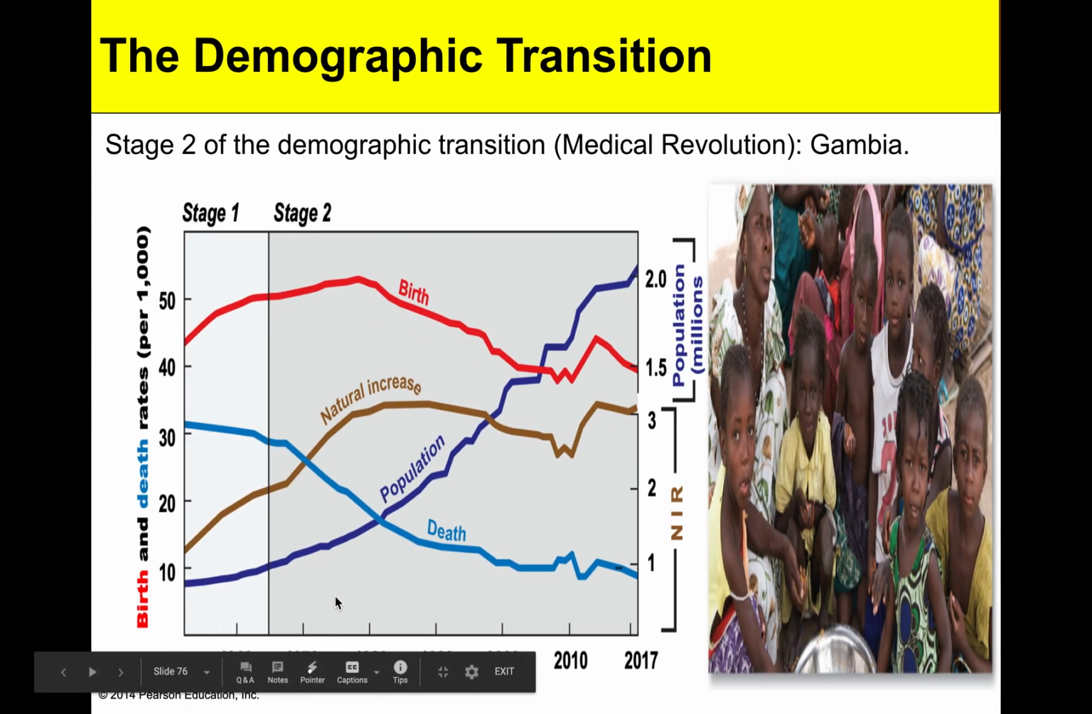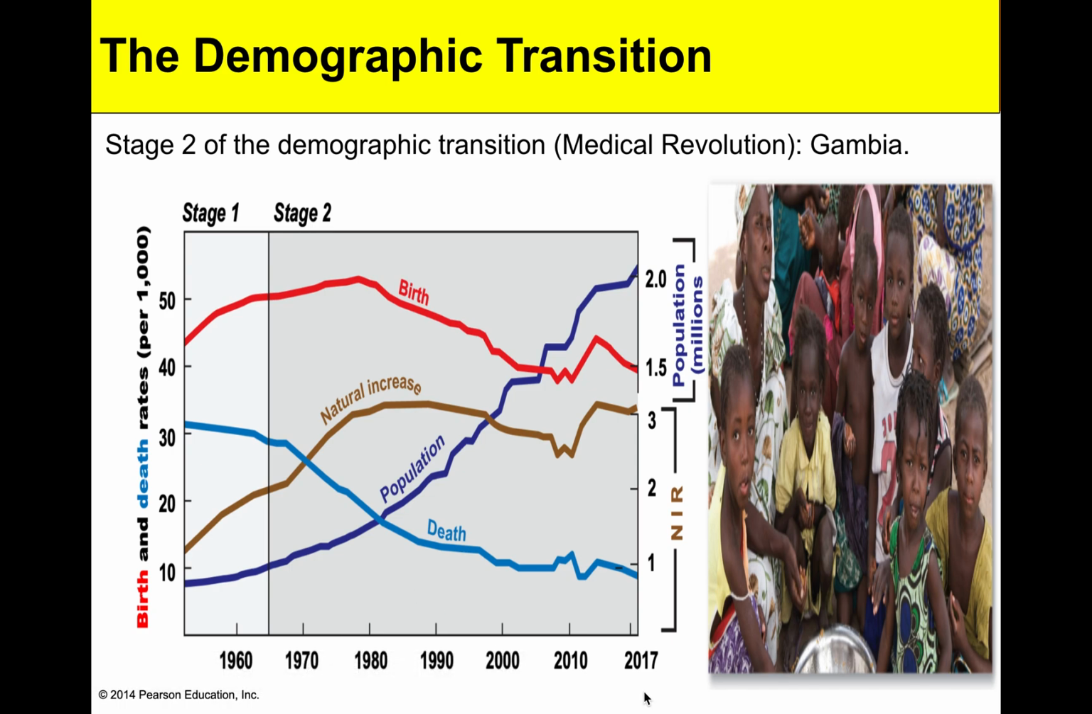High growth. And this shows you the DTM with the Medical Revolution in Gambia. We can see that in stage 2 with the Medical Revolution, we see a natural increase rate spike. We see the birth rate go up and the death rate go down. And then we can follow the population growth throughout stage 2, and we can see that the population, in terms of millions of people, continues to grow, and the natural increase rate continues to grow.